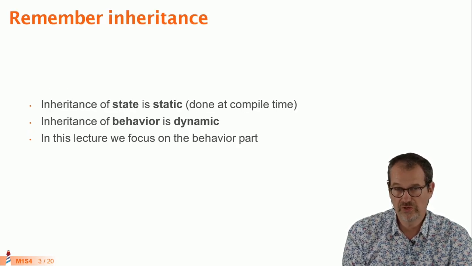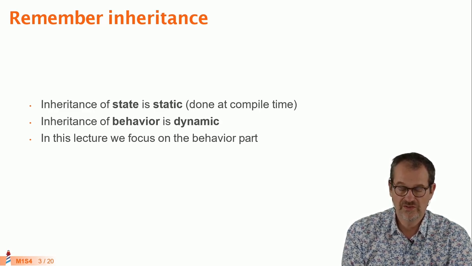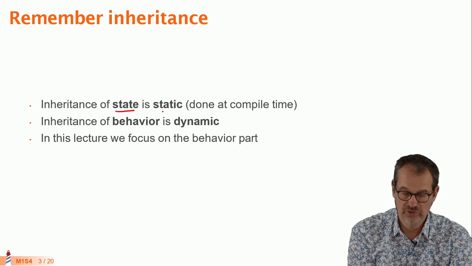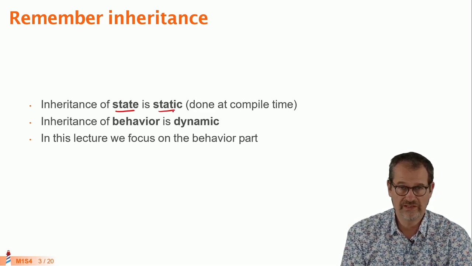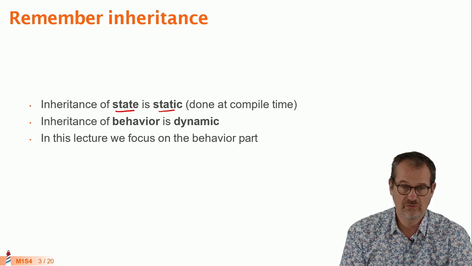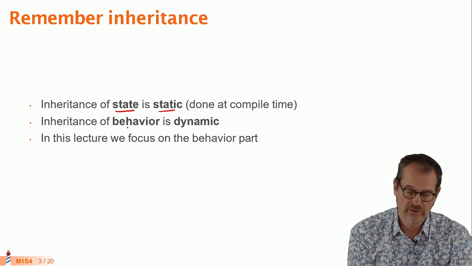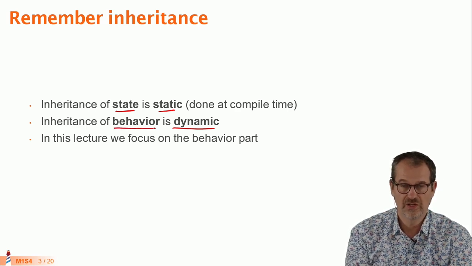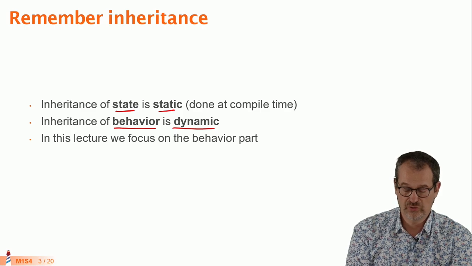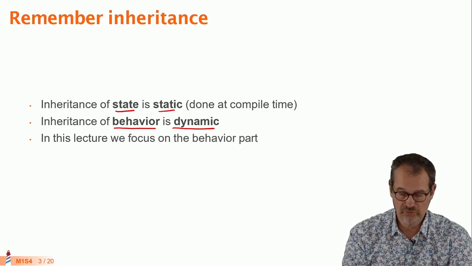If you remember, in the previous lecture we mentioned that inheritance has two aspects. One is the inheritance of state, which is basically static because it is done at compile time. At the moment you define a class, the compiler knows that the state of an instance will be represented by the state of the class and the state of its superclass. Inheritance also has a dynamic aspect, which is the inheritance of behavior. This means that when I send a message, which method should I execute? This is the part we will focus on now.